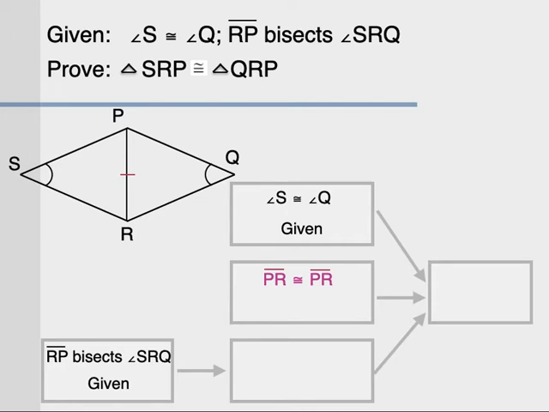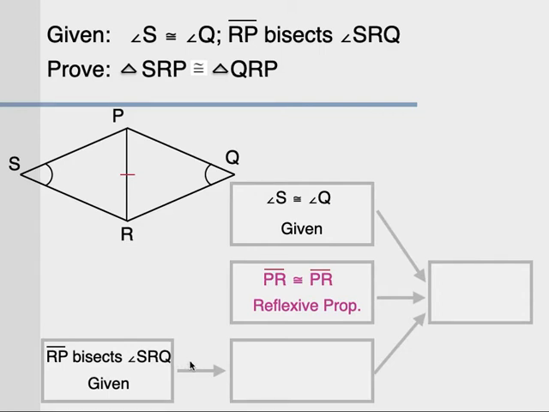What reason would you write? If you said reflexive property, well done. You use that anytime you say something equals itself. We need one more pair of equal sides or angles to prove our triangles match. And somehow our last equation about equal sides or angles is going to be based off of this idea that segment RP bisects angle SRQ from the given.